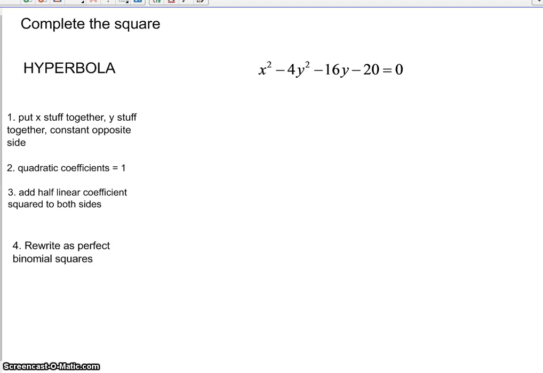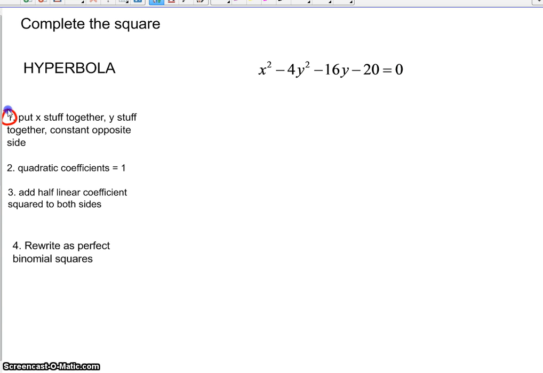All right, so moving on to completing the square for hyperbolas now. Hopefully, after doing circles and ellipses, we got the basic idea of what we should be doing. So a lot's not going to change, and that's why, again, I have the same steps listed up here. There's going to be a couple things that we're going to make adjustments to as we go through these. But number one, we're still going to get our x stuff together and our y stuff together, constant on the opposite side.